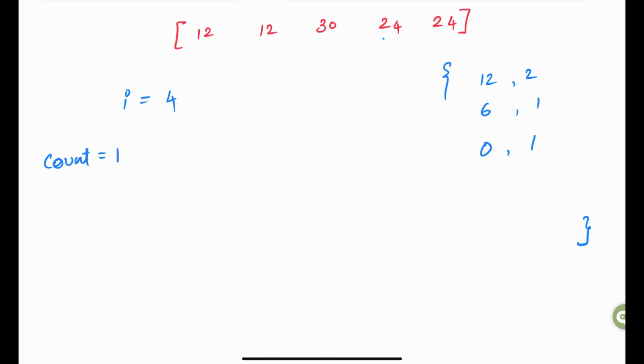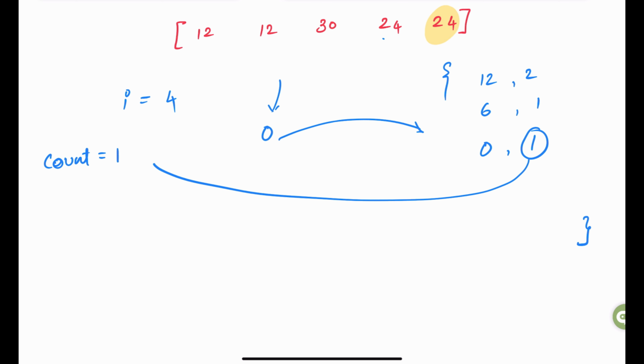This time my pointer is pointing at this 24. After applying the mod operation, the output is 0. We'll check if 0 exists. Yes, it does. So we'll take its corresponding value and add it to the counter. So giving us the total of 2. We are done with the iteration and we'll return count as our output.